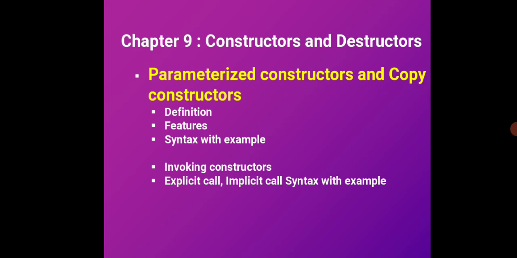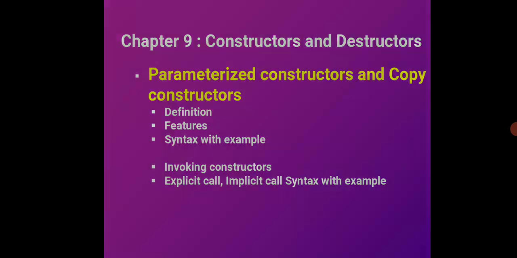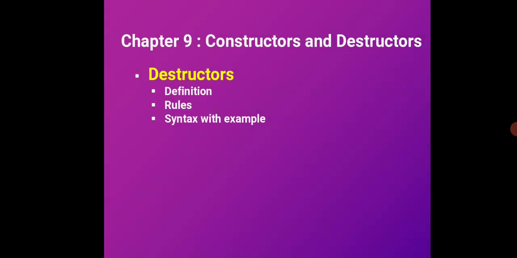In parameterized constructor and copy constructor, in both the constructors, the important concepts are definition, features, syntax with example. And also invoking a constructor with explicit call and implicit call with an example. Okay. Explicit call and implicit call. Next is destructor: definition for destructor, rules, syntax with example.